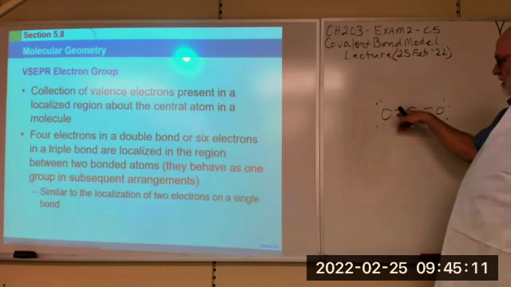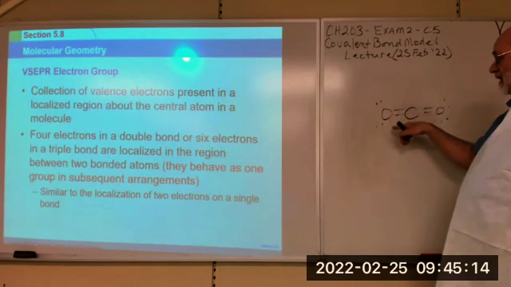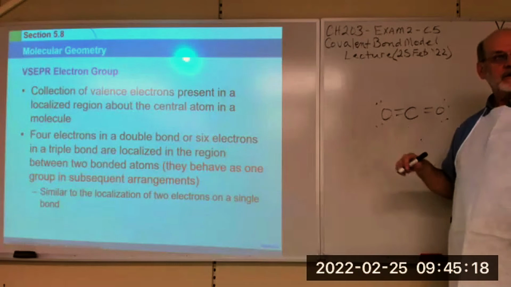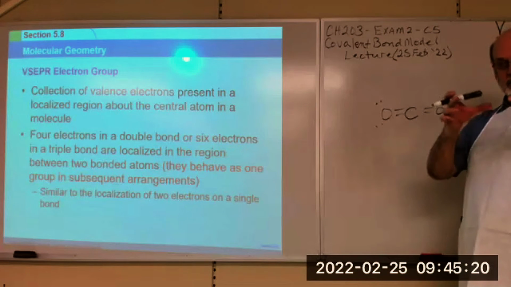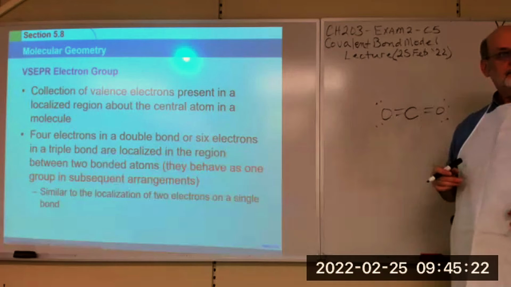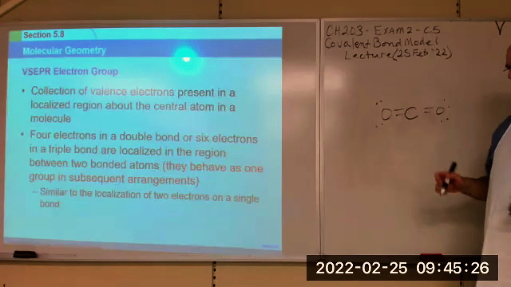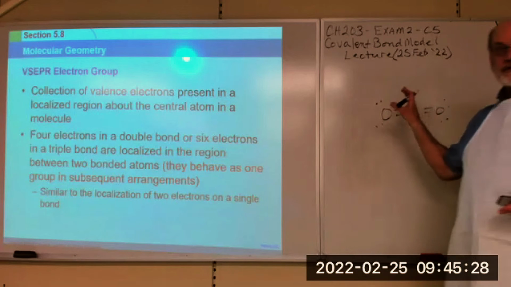Now, of course, if we focus on this one, the electronic structure here is 1, 2, 3. So that's called trigonal planar. It's an isosceles triangle in a plane. Whereas this is linear. Now I'm going to show you what the significance of that is in a minute.